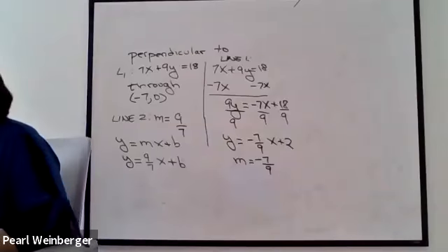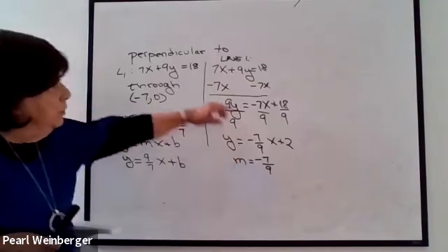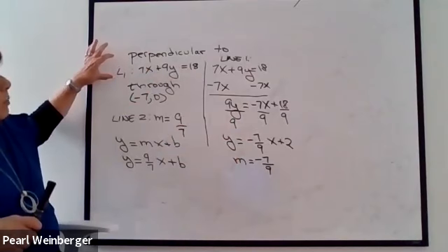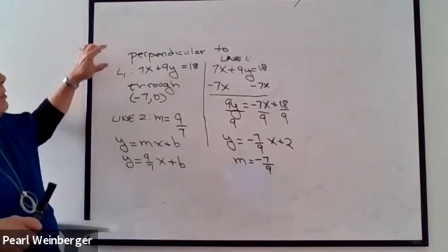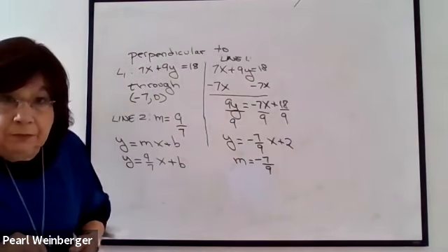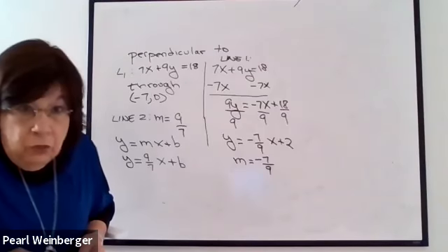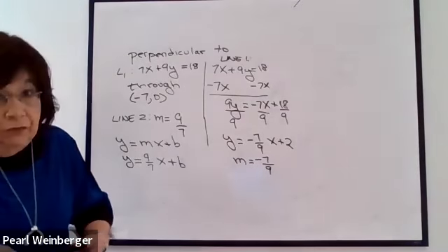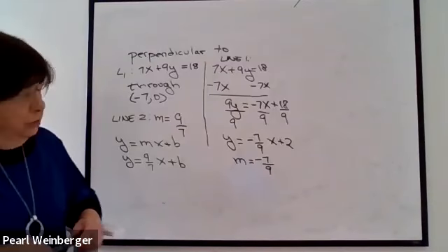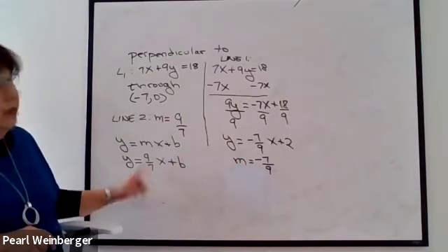I thought it was negative 7 over 9, not 9 over 7. Negative 7 over 9 was the slope of my original line, line 1. But I wanted a line that was perpendicular to it. What does perpendicular mean? The opposite? Opposite and reciprocal, which means that you have to flip it over and switch the sign. So you have to flip it over and then change its sign. That's how we got 9 over 7.